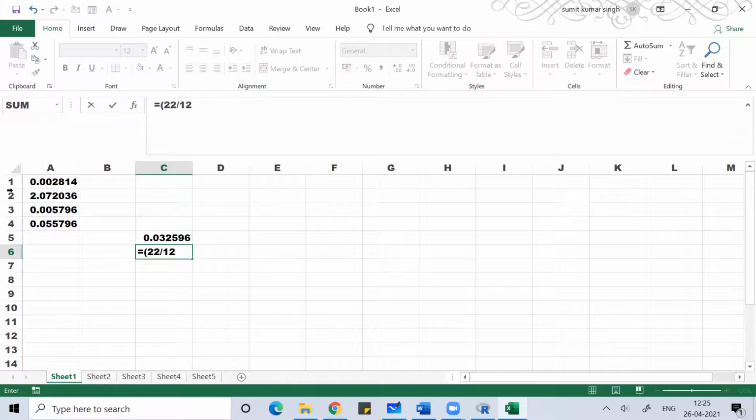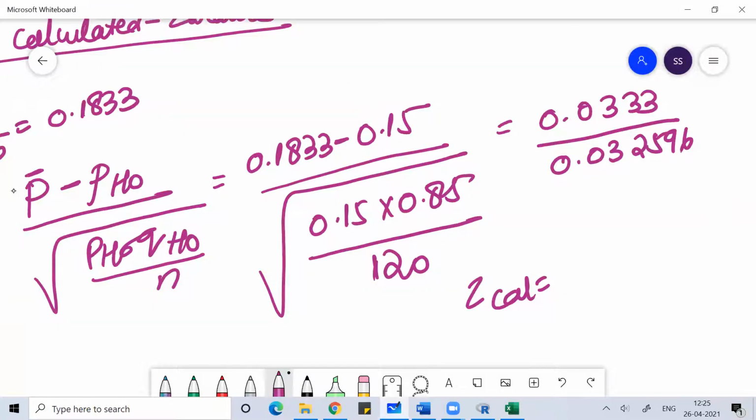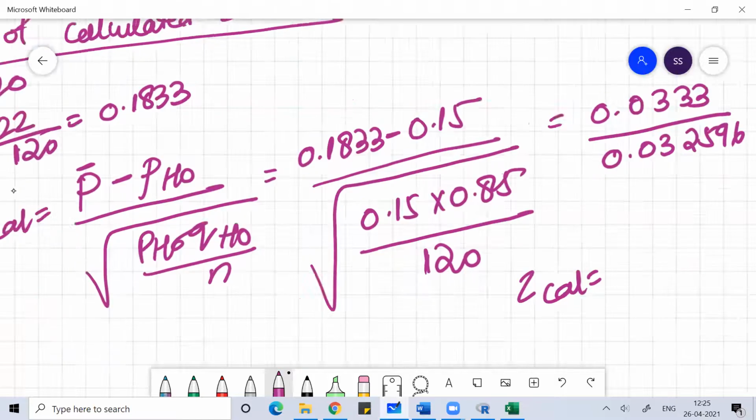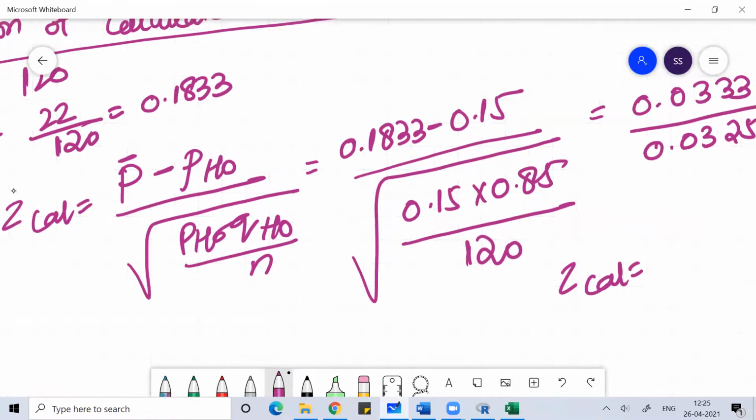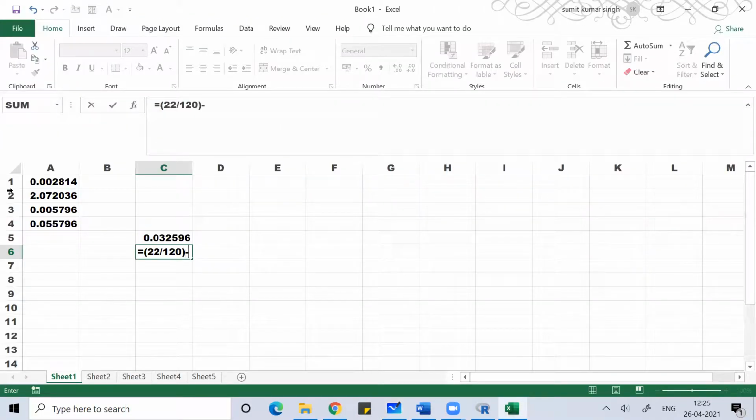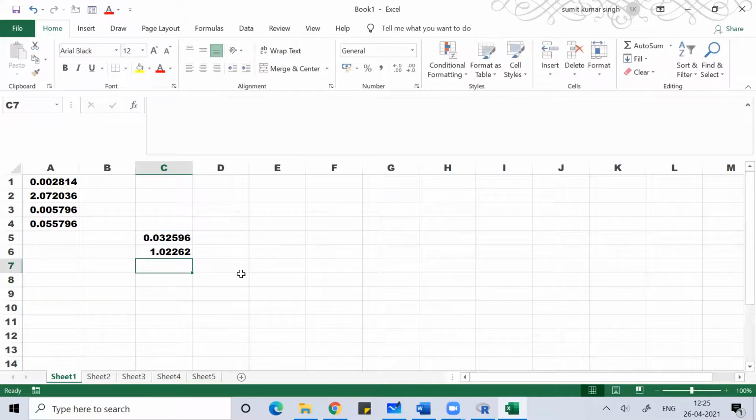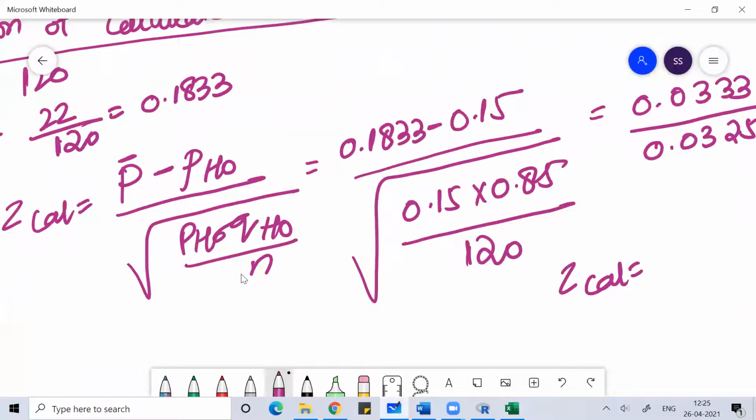So the calculated z value is 22 by 120 minus 0.15, and you are dividing this by the standard error. You'll get 1.022. So this is your calculated z value.